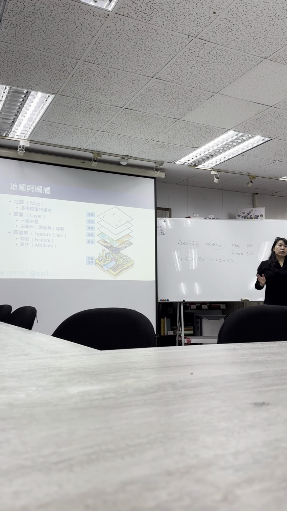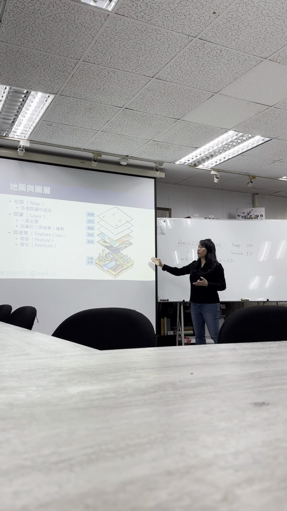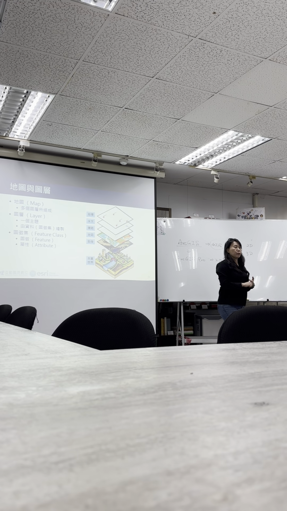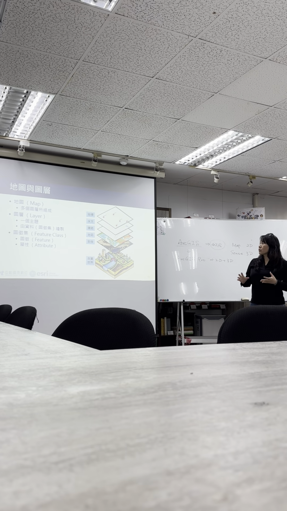So what are feature classes? Just like a plane, line, and point. Each feature has different attributes, and that is what we will use to make the map together.